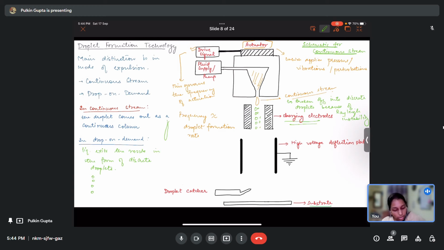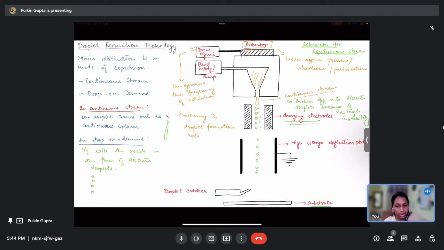Okay, now when these charged droplets pass through these high voltage deflection plates, they deflect as per the CAD geometry or the CAD design that has been given. So some travel to this substrate and some are caught by this droplet catcher. Whatever travels here gets deposited on the substrate and gets printed. So this was the continuous stream, where it is broken up into discrete droplets because of Rayleigh instability, which is controlled by the frequency of actuation.